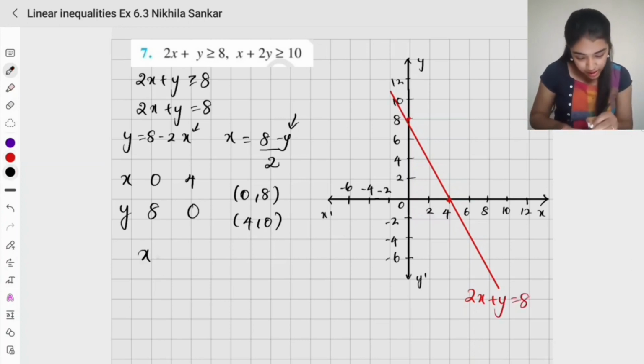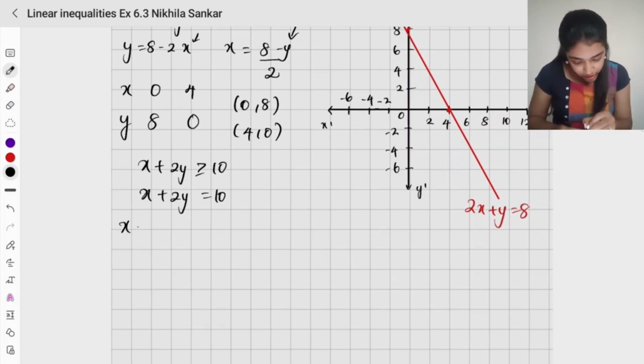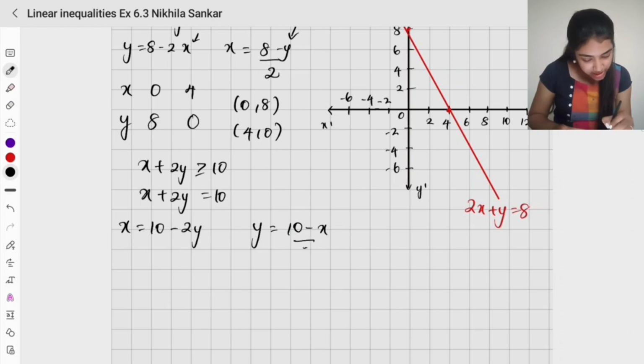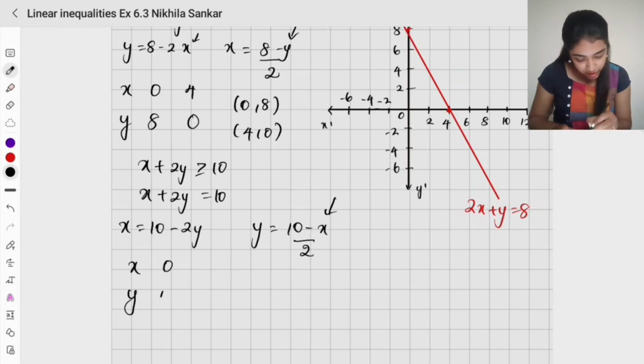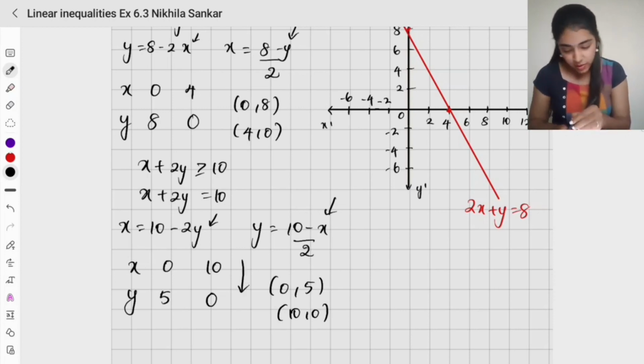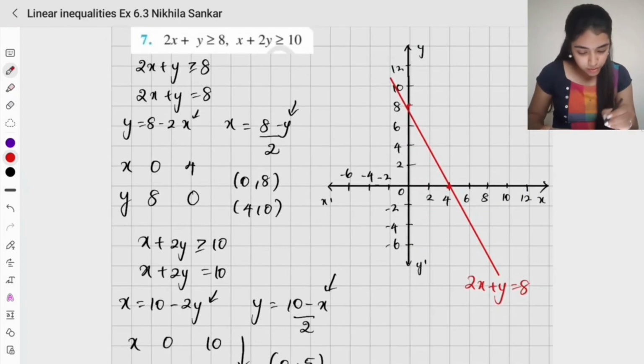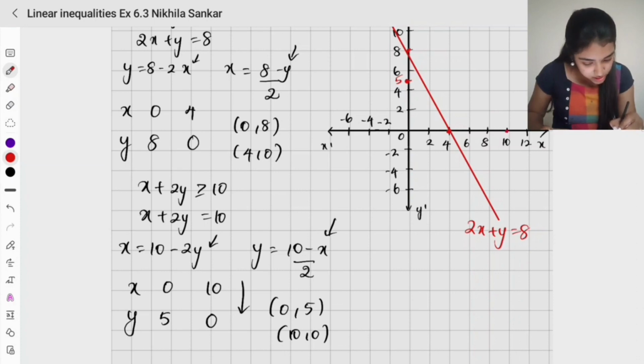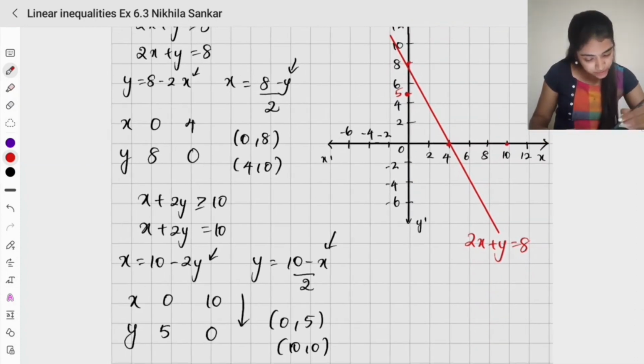Similarly, what is the other equation? X plus 2y greater than or equal to 10. X plus 2y equals 10. Now one variable in terms of the other: x is equal to 10 minus 2y, y is equal to 10 minus x divided by 2. When x is equal to 0, y is 10 by 2, which is 5. When y is equal to 0, x is 10. So solutions are 0, 5 and 10, 0, going downwards. So where is the graph? This is 0, 5 and this is 10, 0. So if you join them, you get the line.